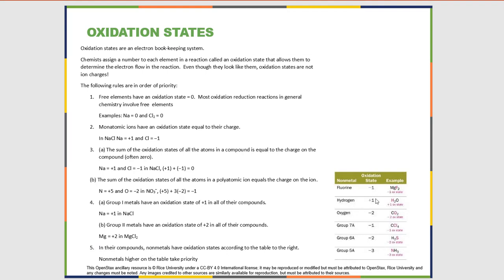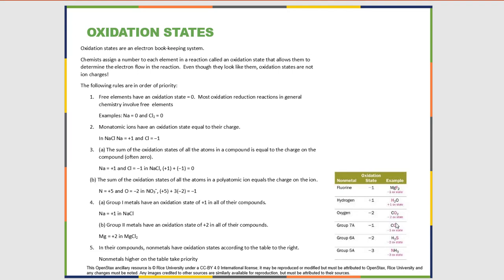Fluorine is always -1, hydrogen is always +1, oxygen is always -2. Then these come into play sometimes, but usually things are with oxygen, especially in the polyatomic ions. So oxygen has an oxidation state of -2. Remember that oxidation states are different than charges. In covalent compounds, chemicals have oxidation states.